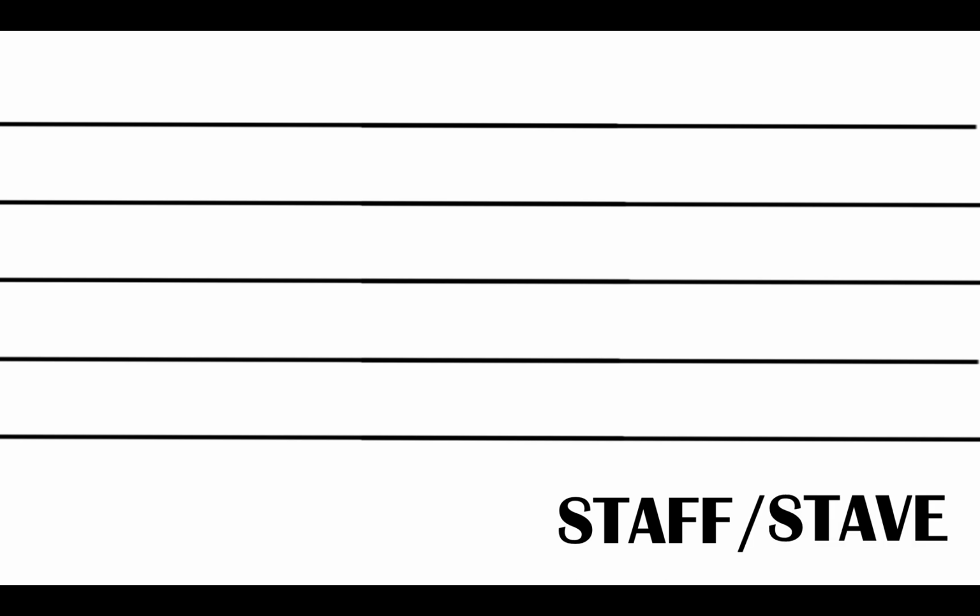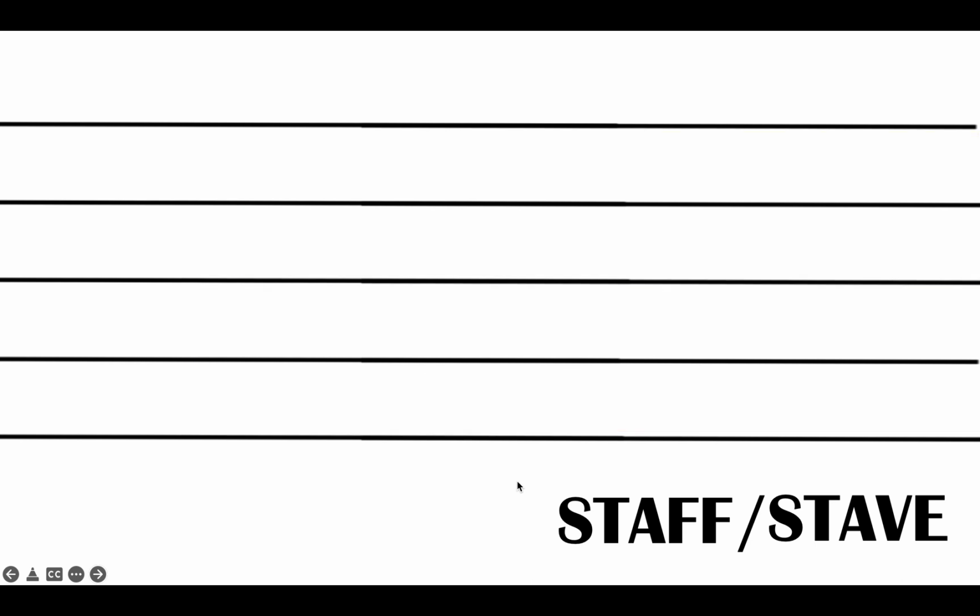Today, we are going to learn about notes on the staff. This is a music staff, or sometimes you can see it spelled as S-T-A-V-E. This is where we place our music notes. There are 5 lines on the staff, and in between the lines, there are 4 spaces. We always count from the bottom. So this is space number 1, space number 2, space number 3, and space number 4.